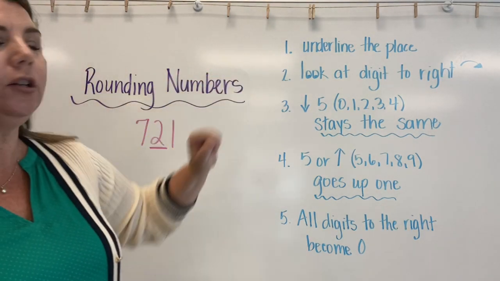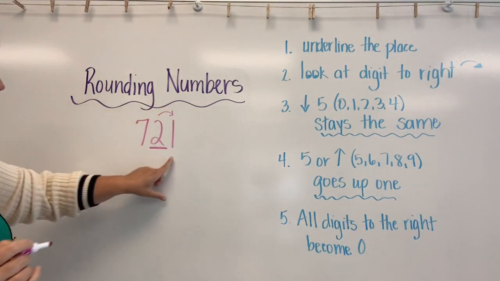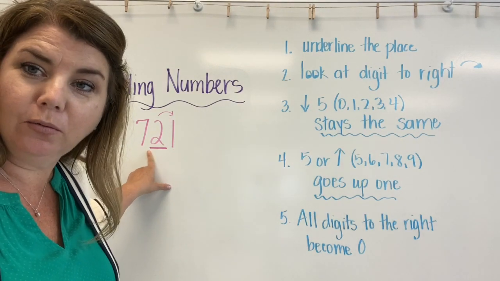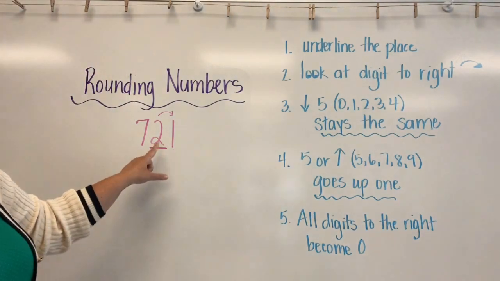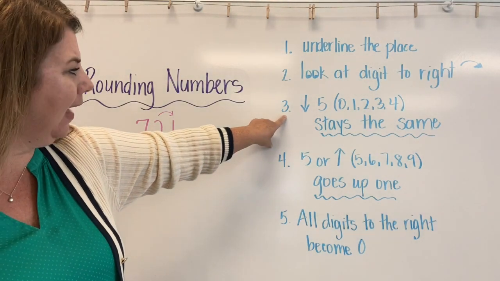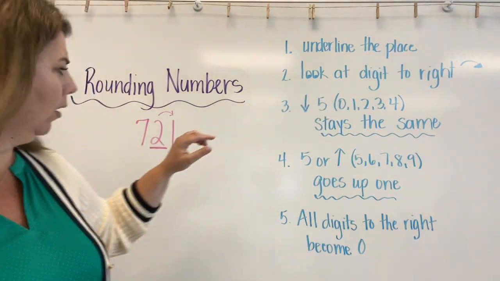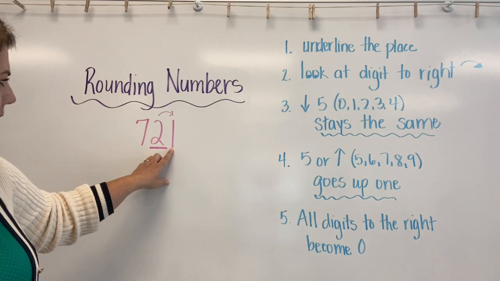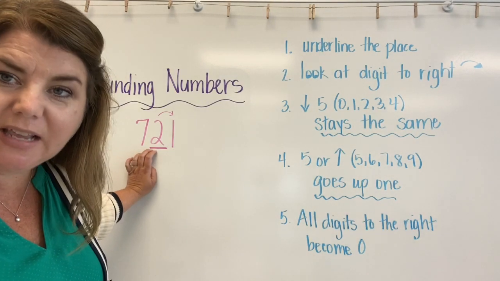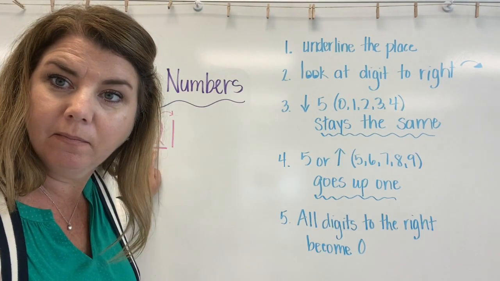Number 2, it says look to the digit to the right. I'm looking at the 1. The 1 will tell the 2 what to do. So look to the digit to the right. I did. It's a 1. Number 3. If that digit is less than 5, 0, 1, 2, 3, or 4, then the underlined digit stays the same. Okay, so the 2 is going to stay the same.